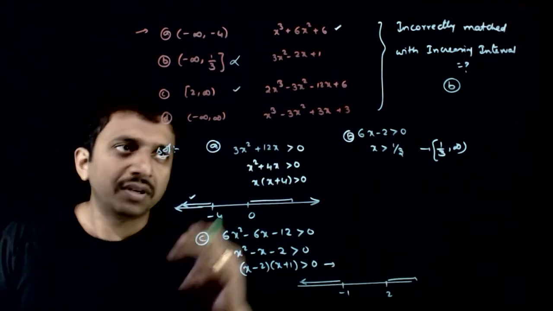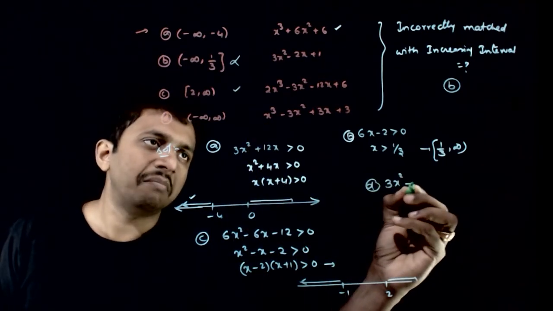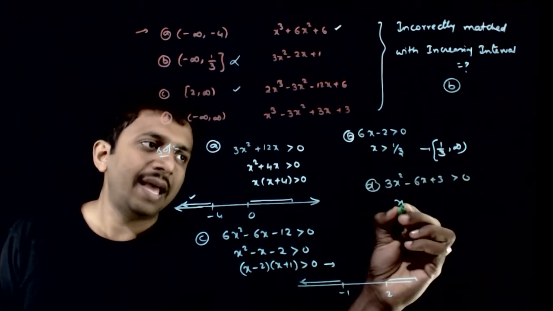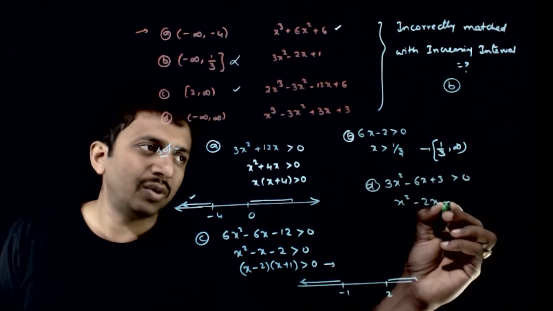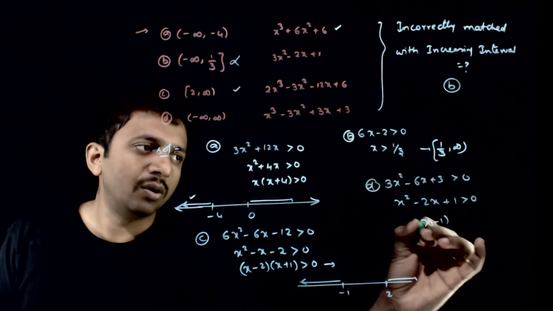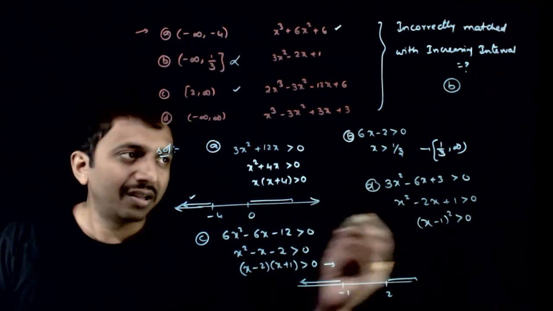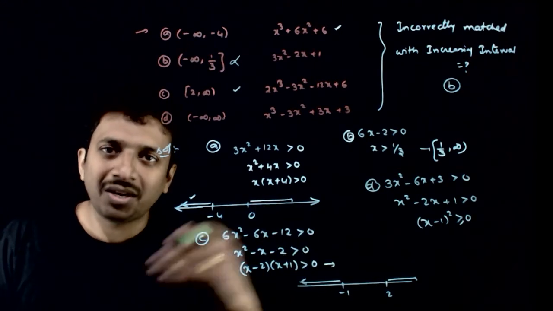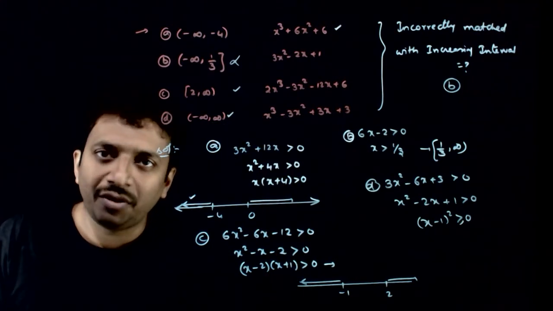Next, if you go to the fourth one, let us differentiate this. So 3x square minus 6x plus 3 is greater than 0. That is x square minus 2x plus 1 is greater than 0. X minus 1 whole square is greater than 0, which is always true. Greater than or equal to 0, because I don't want strictly increasing, I just want increasing interval. So this is always true, that is minus infinity to infinity.